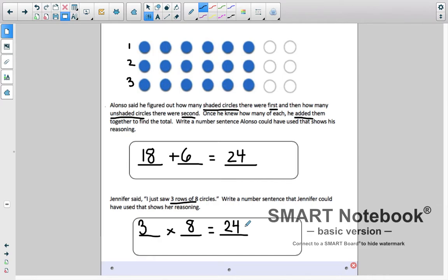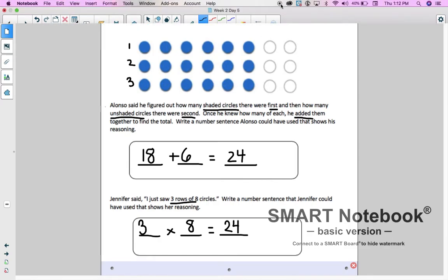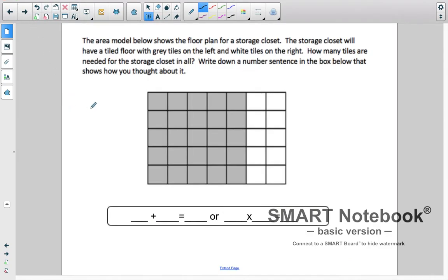All right, let's go on to the next question. It says the area model below shows a floor plan for a storage closet. The storage closet will have a tiled floor with gray tiles on the left and white tiles on the right. How many tiles are needed for the storage closet in all? Write down a number sentence in the box below that shows how you thought about it.